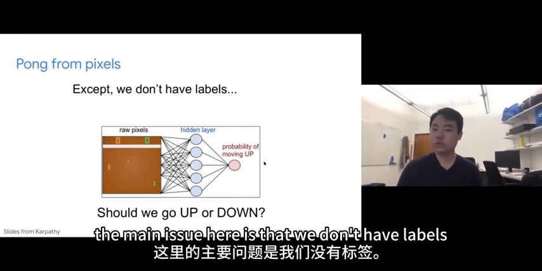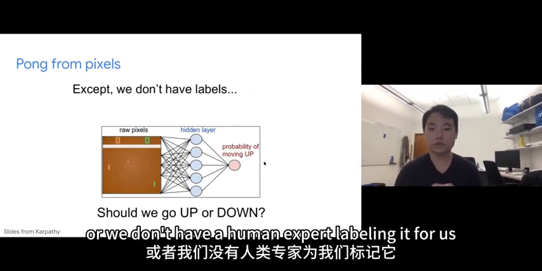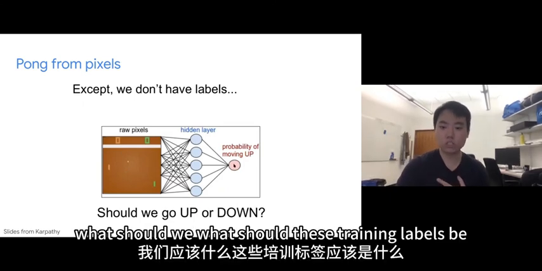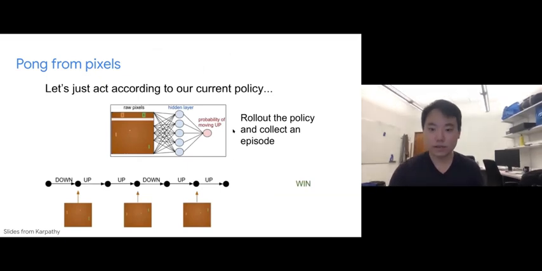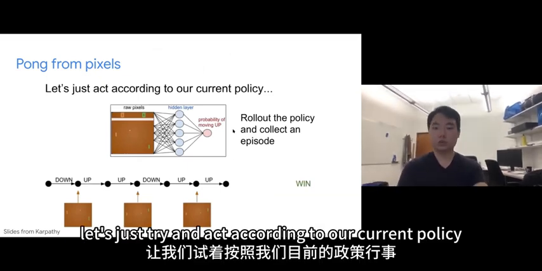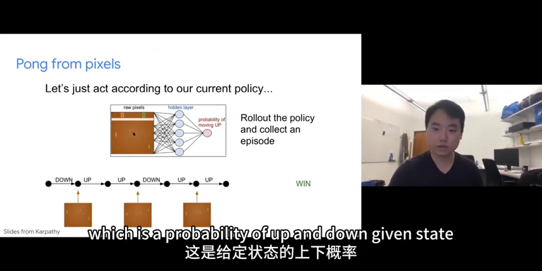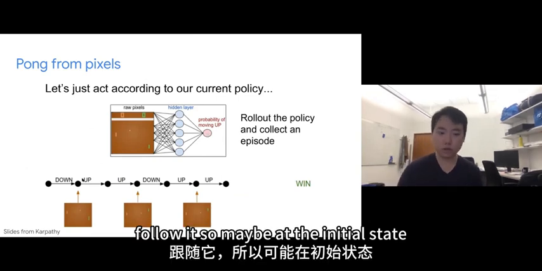But of course, the main issue here is that we don't have labels. We don't have a human expert labeling it for us. So the question is, should we actually go up or down? What should these training labels be? So let's just try and act according to our current policy. This model defines a policy, which is a probability of up and down given the state. So given this policy, I'm going to follow it.